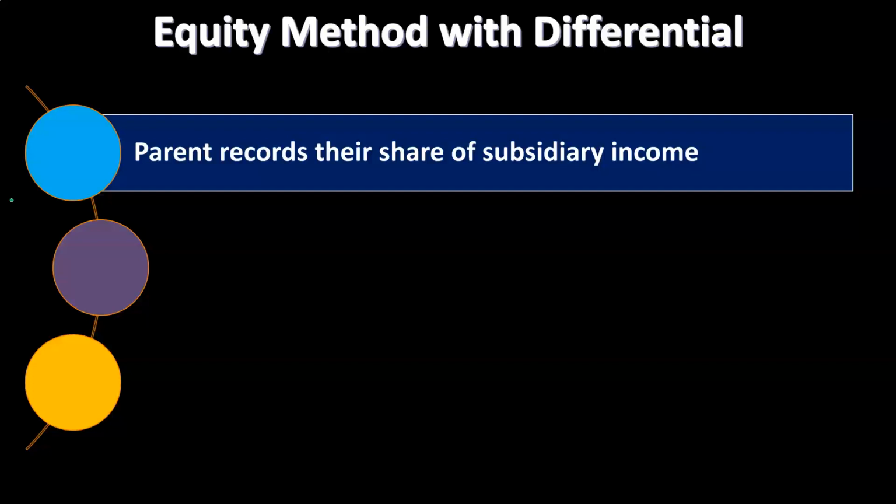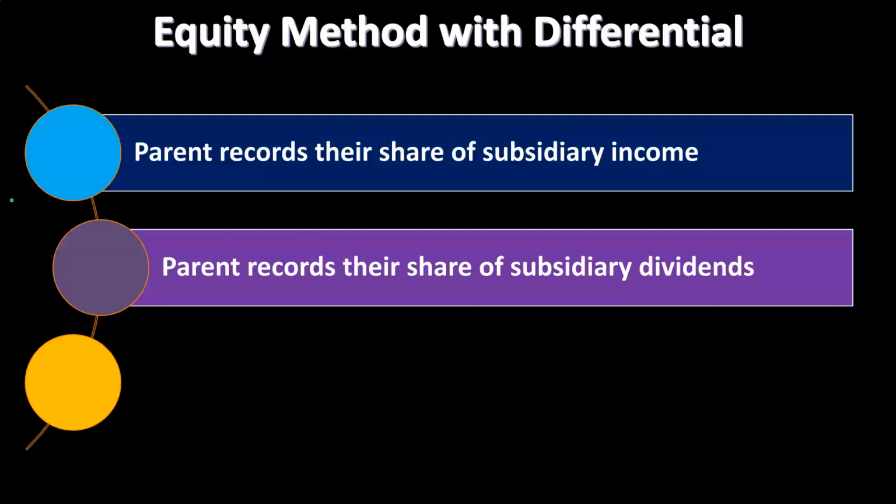So what happens first on the equity method? They're going to put the investment on the books at whatever they paid for it. So that means they're putting it on the books at the fair value. And then the parent records their share of the subsidiary income. So the subsidiary has net income, and the parent company is going to record their share. If they own 100%, for example, they'll increase their investment by the subsidiary's net income.